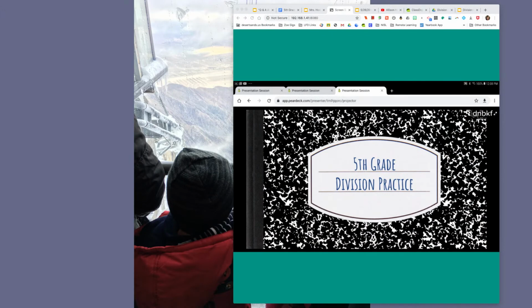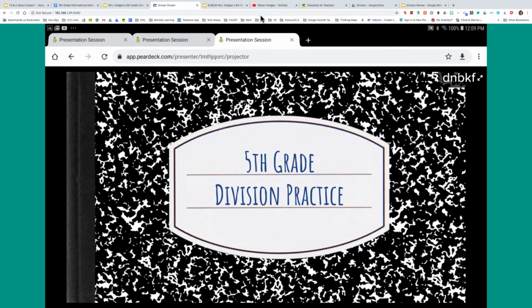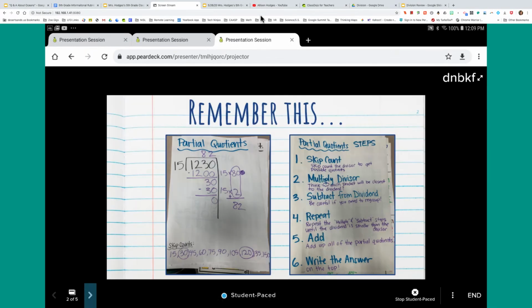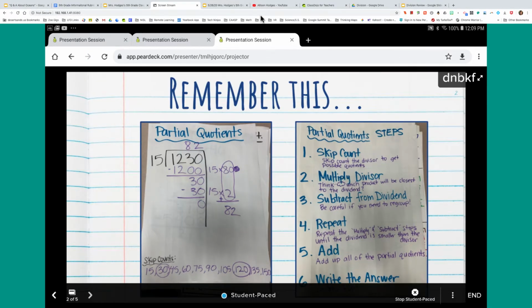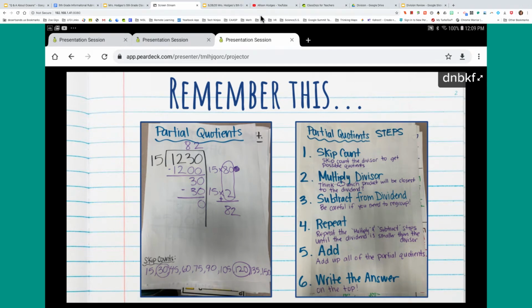All right, let me switch my screen so we can start our practice. Here we go, make this larger. I have a feeling that I'm going to model how to do the division question again, just because it's been a while. I did take a picture of our posters like we have in the classroom, so if you need to refer back to this, that would be helpful.